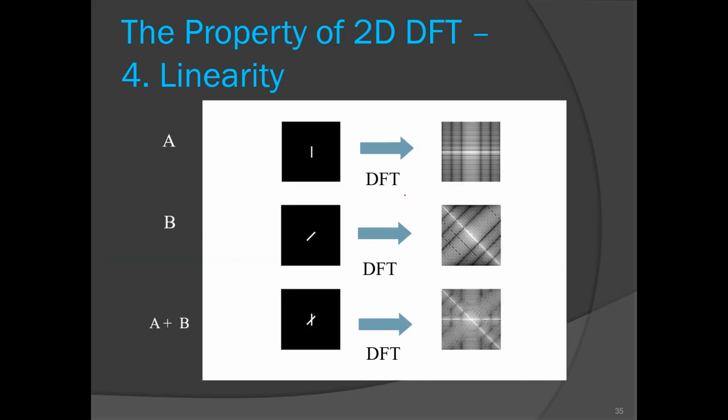One example is given here. This is image A and its corresponding DFT, and image B and its corresponding DFT. Now we are adding those images, and this is the resultant DFT. If we add these two DFTs, we will get exactly the same DFT. In the lab you can cross-check this.